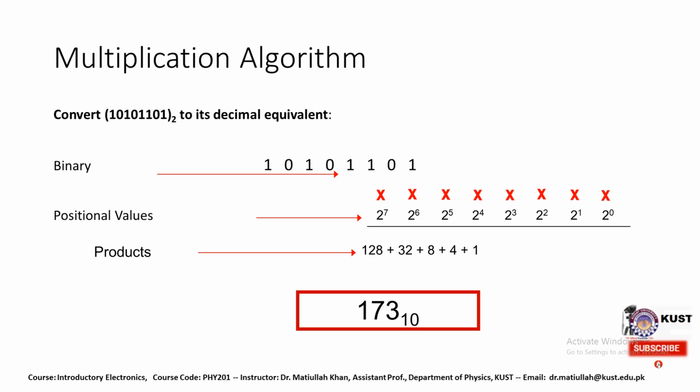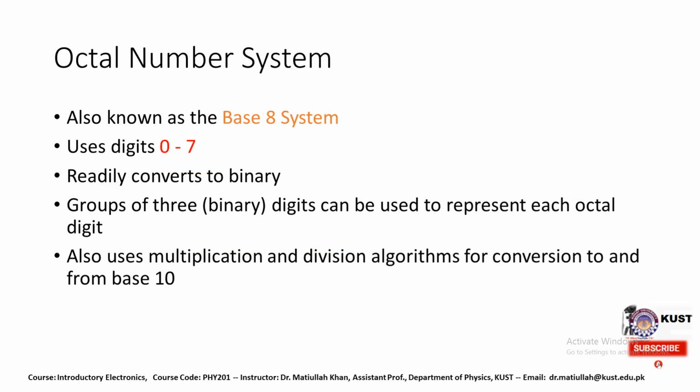So in these two slides we understood how we can convert a number from decimal into binary, and similarly from binary into decimal. Now let's come to the octal number system, which has base 8. In the octal number system the digits start from 0 and end at 7, so in total we have 8 digits in this number system.